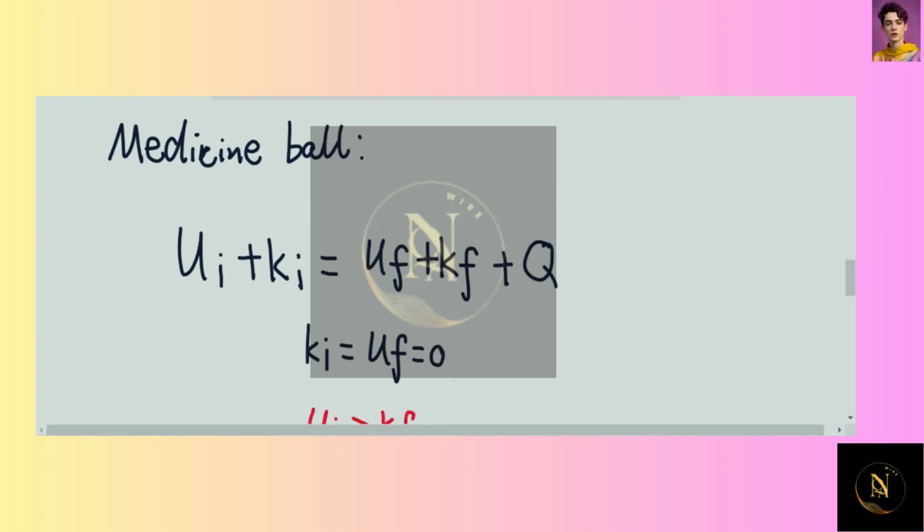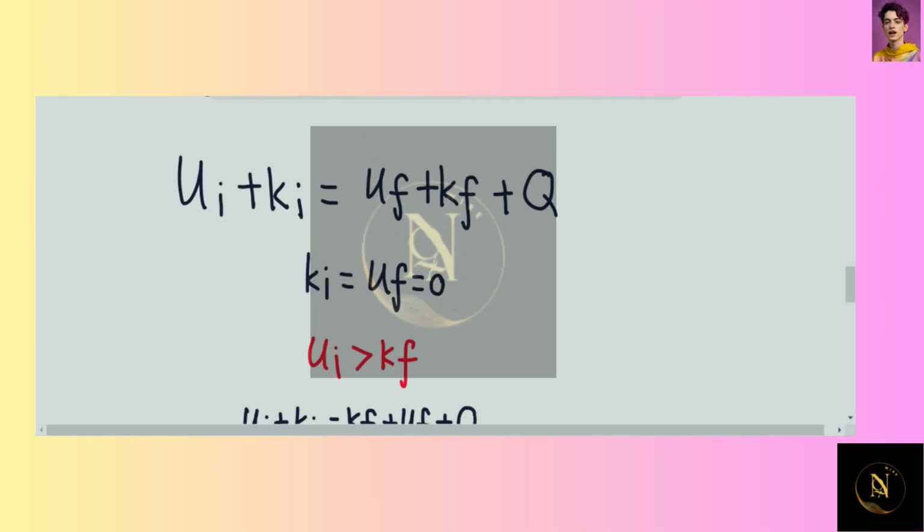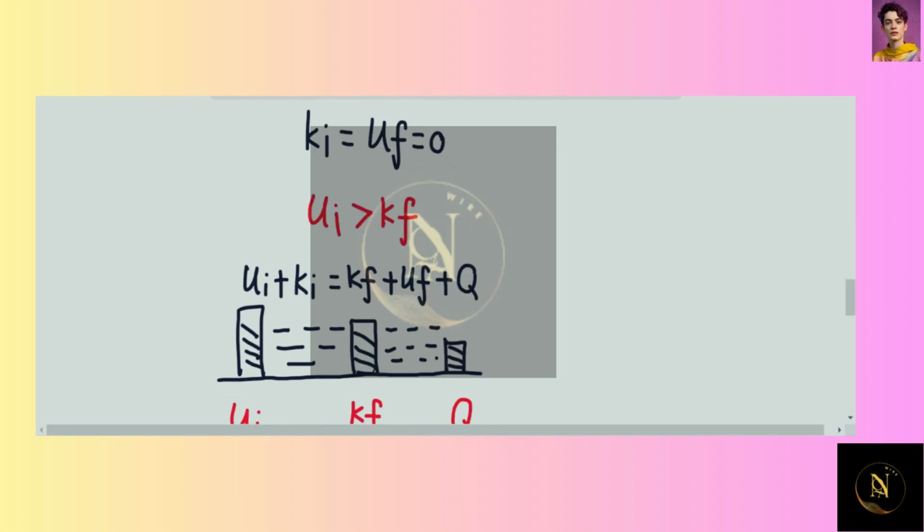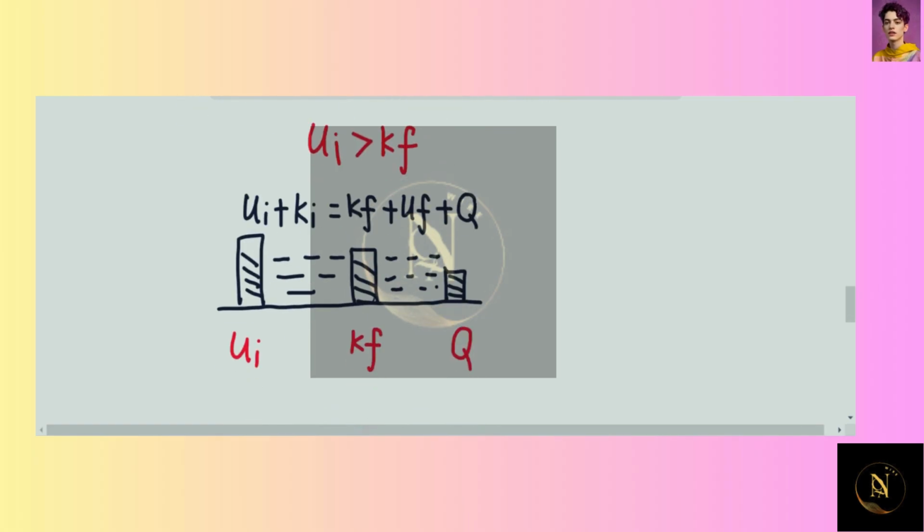So we also know that the initial kinetic energy and the final potential energy should be equal to 0 because of the initial state and final state I pick. And since there's heat loss, that means the initial potential energy should be greater than the final kinetic energy. So this is the energy bar chart I drew for this question.